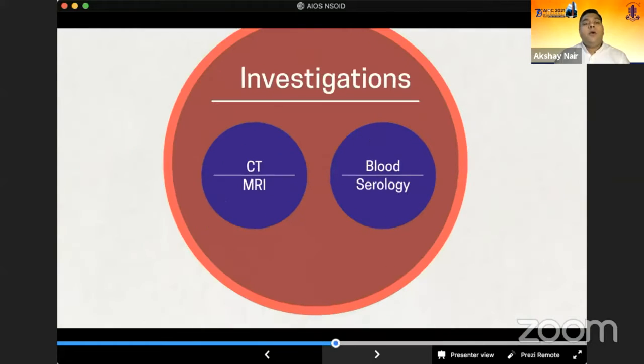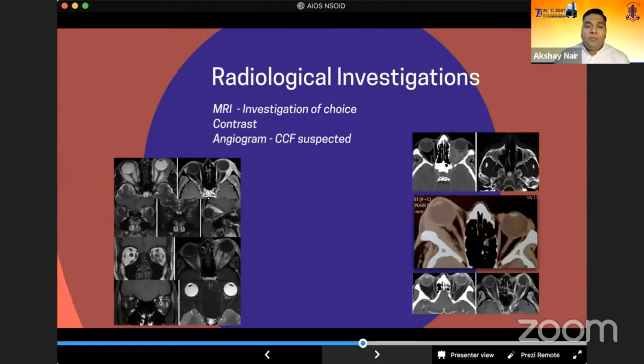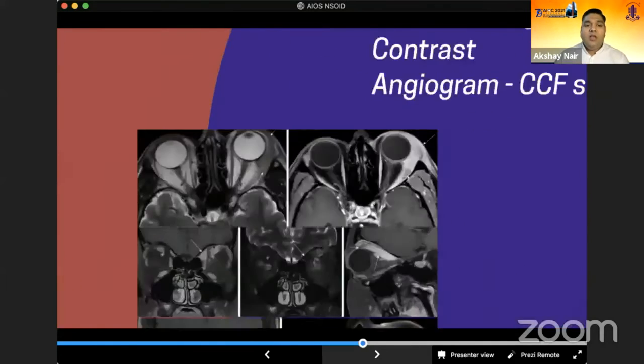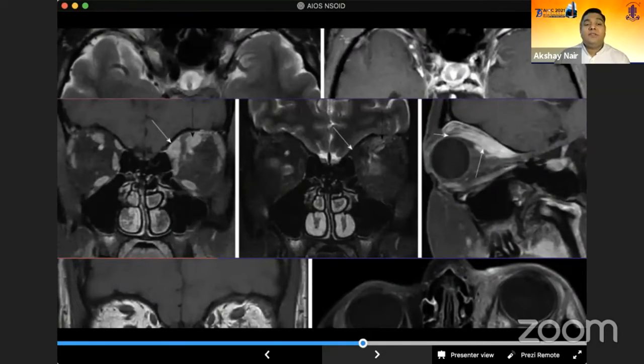So what do you need to do as an investigation? Here radiology is important. I would prefer an MRI now, but even a CT scan can give you a good guide, because you are able to visualize structures like the lacrimal gland, the extraocular muscles, and the optic nerve even on CT scan. So on MRI, what do you see here? You can see isolated inflammation of the lacrimal gland, which is enhancing with contrast on the right. Again, you can see the extraocular muscles appear thickened in size and enhancing with contrast.